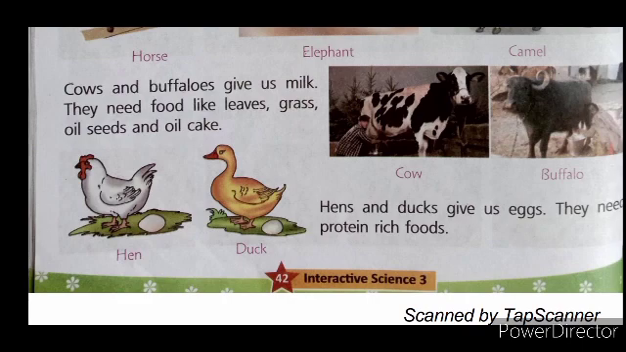Hens and ducks give us eggs. They need protein rich food. Children, as you already know, we are getting eggs from hens and ducks. So they need protein rich food. What they need? They need protein rich foods.